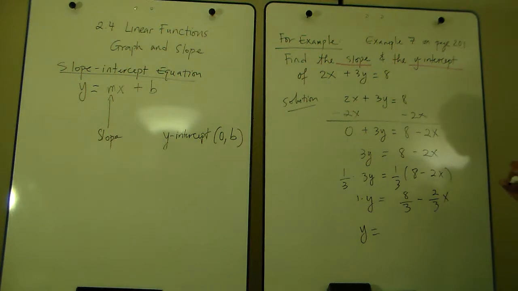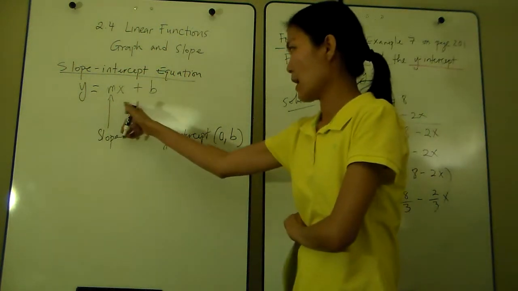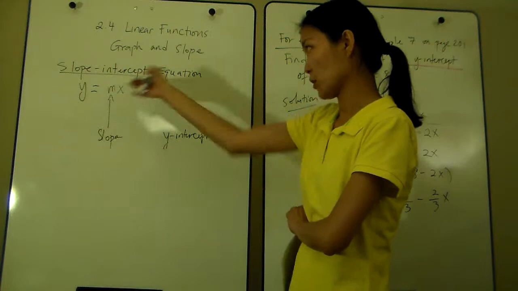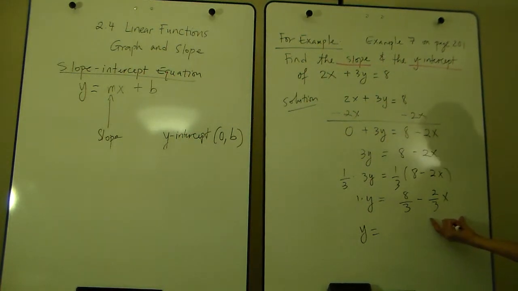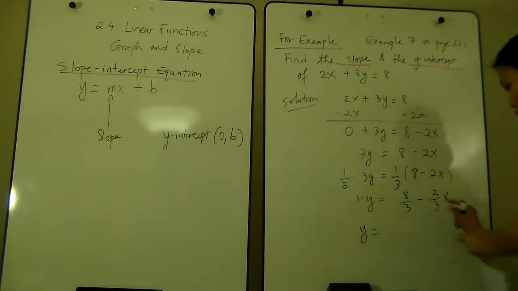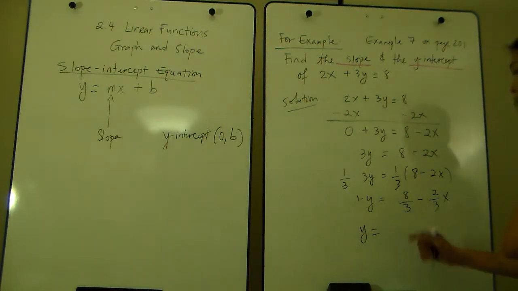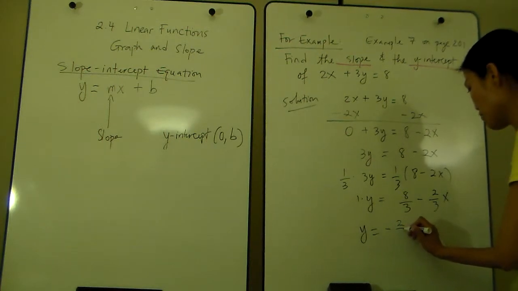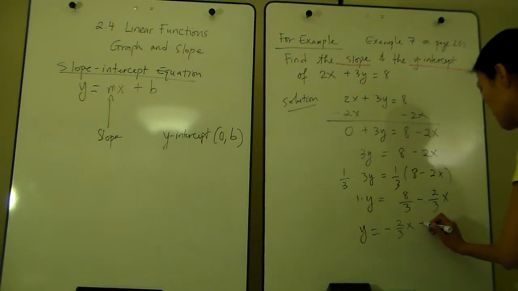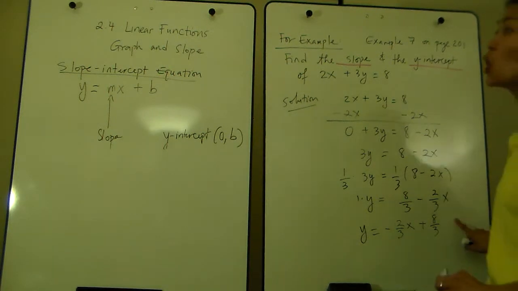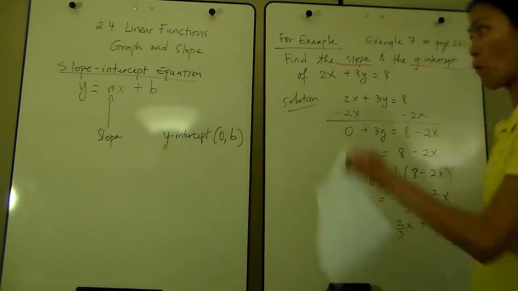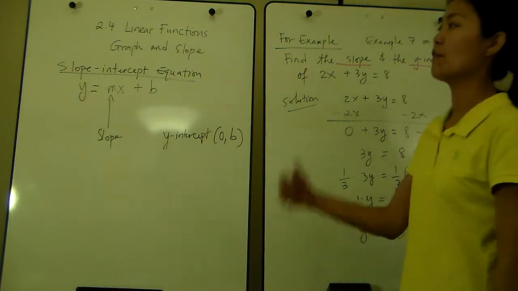Now we're almost there. For this equation, x is listed first in mx plus b, and b is a constant. So I'm going to switch the position of the two terms. I have y equals negative 2/3 x plus 8/3. Now we have converted this equation to the slope-intercept equation, with y on the left and everything else on the right-hand side.